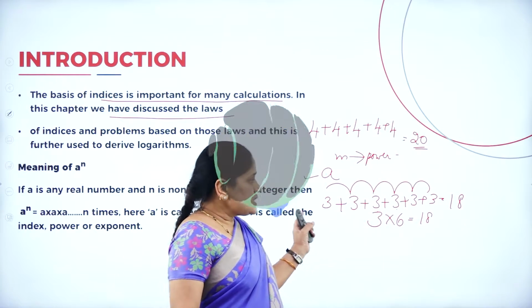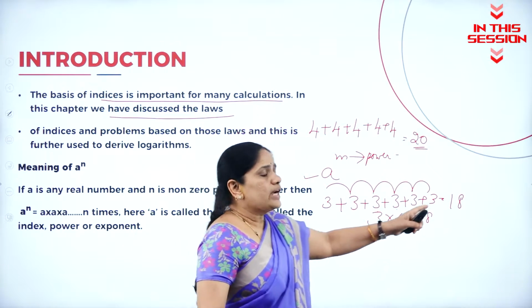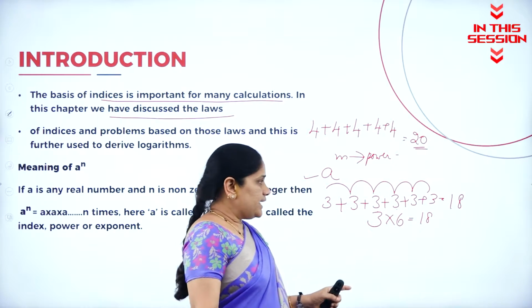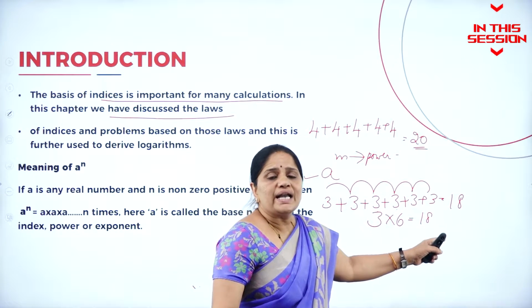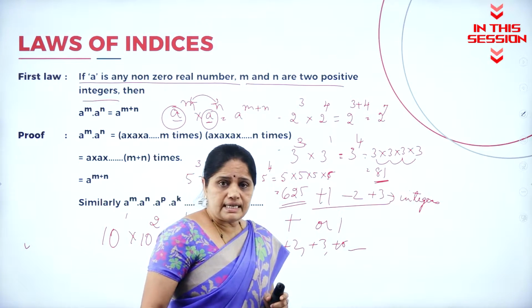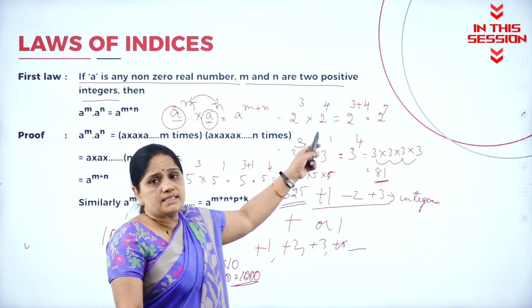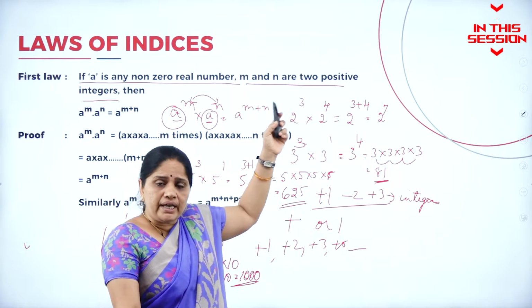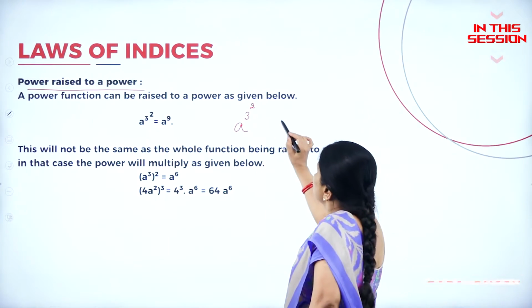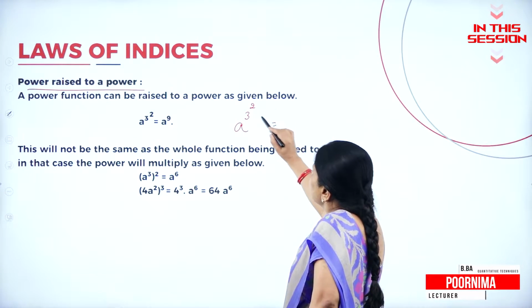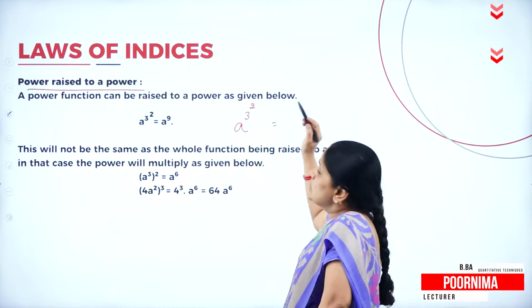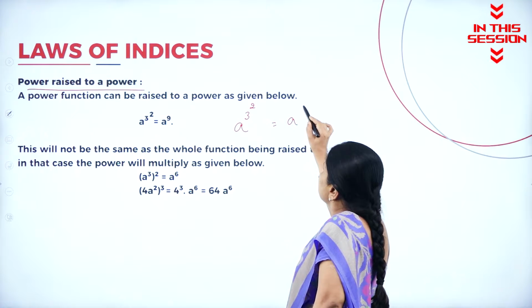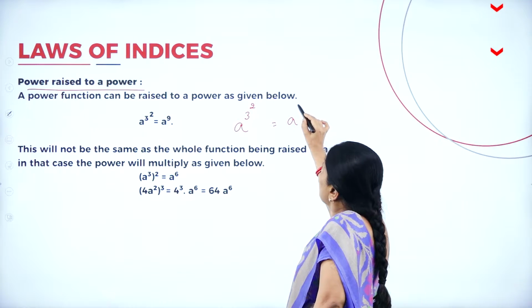When you add this 3 for 6 times, you are getting 18. But then when you multiply 3 into 6 also, you are getting the number 18. What does the first law of indices tell us? When the bases are same, the powers can be added. If there is no bracket, then it means that 3 has to be multiplied 2 times. So this comes up to a to the power of 9.